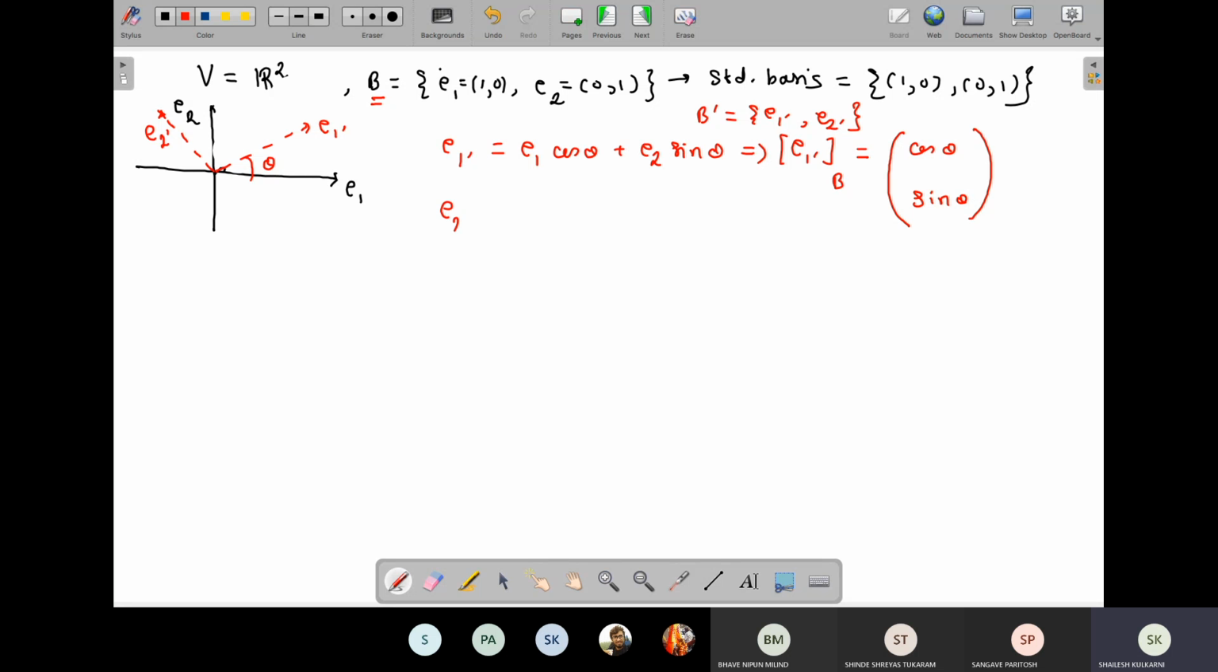Similarly, you can write E2 prime. What will be E2 prime? E2 prime is this. If I resolve it into components, it will be minus here and plus here. So it will be minus E1 sin theta, just from this geometry, plus E2 cos theta. So what will be the column vector corresponding to this basis vector E2 prime in basis B? It will be minus sin theta and cos theta.